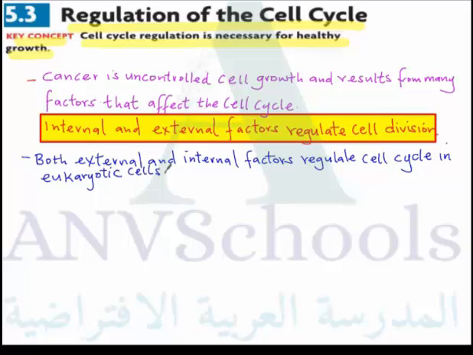In eukaryotic cells, external factors, just as the name suggests, come from the outside of the cell. They include messages from nearby cells and from distant parts of the body.